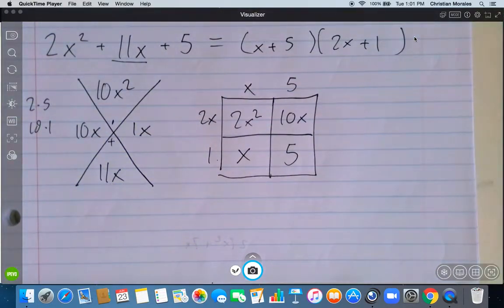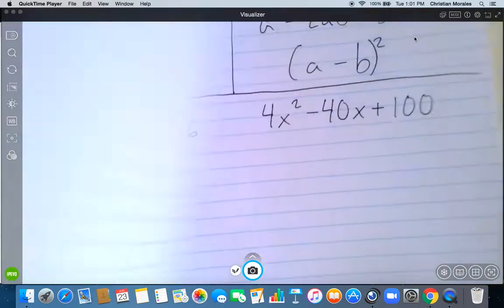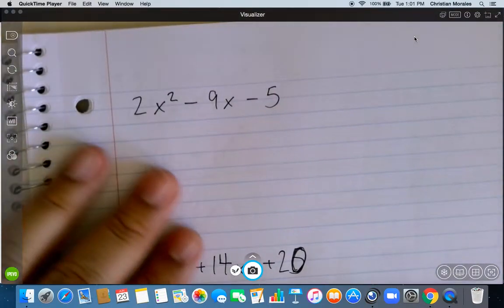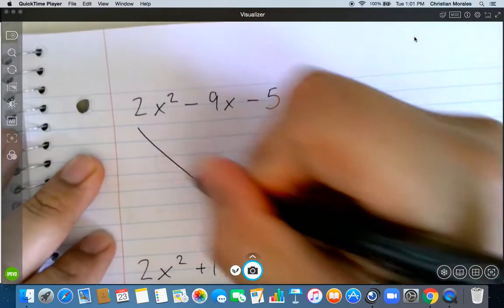And that's factoring using Xbox or the area model. Okay, we're going to do a couple more just for practice and so you guys can see how it works. All right, with some negative signs. Let's introduce some negative signs in here.